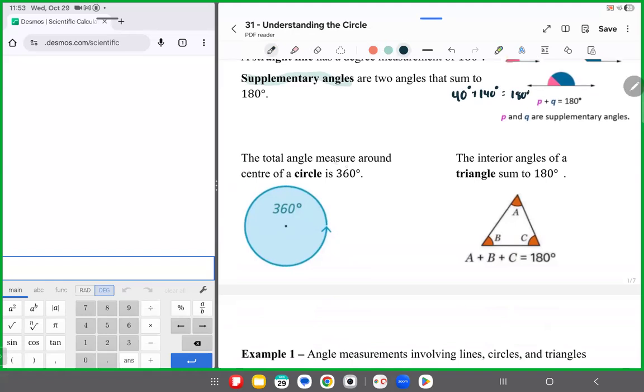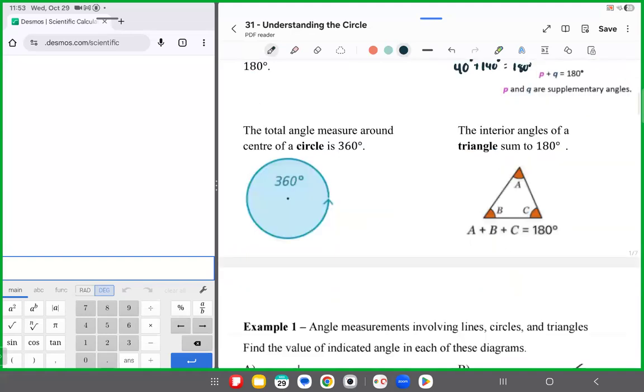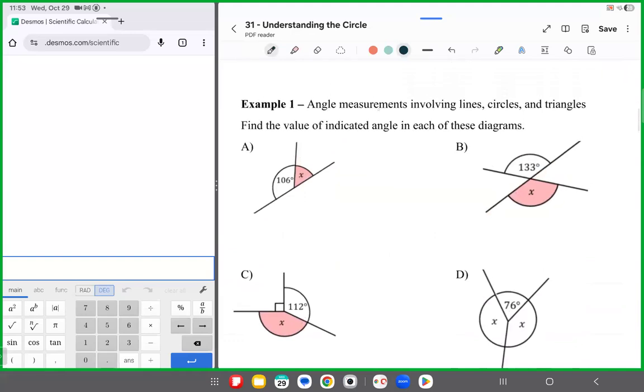The total angle measure around the center of a circle is 360 degrees. And the interior angles of a triangle sum to 180 degrees, so if you add A plus B plus C, those all equal 180. We're going to use these properties and characteristics to answer some review questions. In example one, we're going to find angle measurements involving lines, circles, and triangles. We're going to find the value of the indicated angle in each of these diagrams.